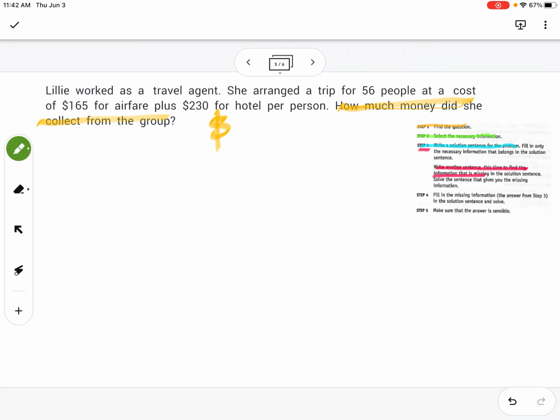Step 2, select the necessary information. So I can see that in order for us to know how much she was able to collect from the group, I need to know how many people are in the group. So there's 56 people in the group. And I need to know, what are the people paying for? So they're paying something for airfare, they're paying something for hotel. And at this point, I'm going to mention that when we're looking for necessary information, notice that I didn't just circle the numbers. There's way more information than just the numbers. I have to know 56, but 56 what? 56 people. $165, but for what? For airfare. $230 for hotel.